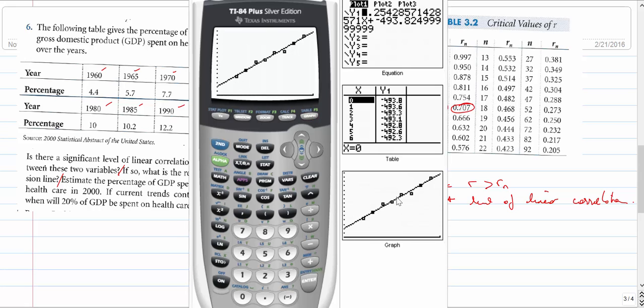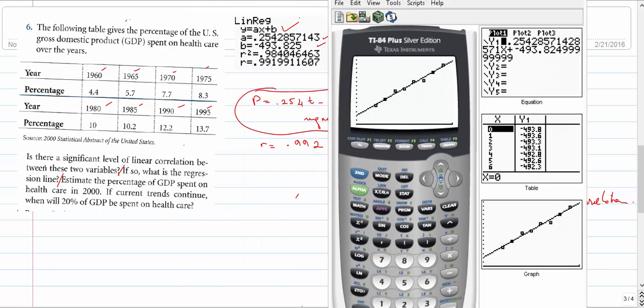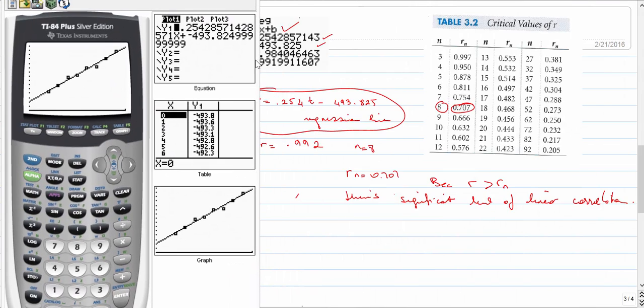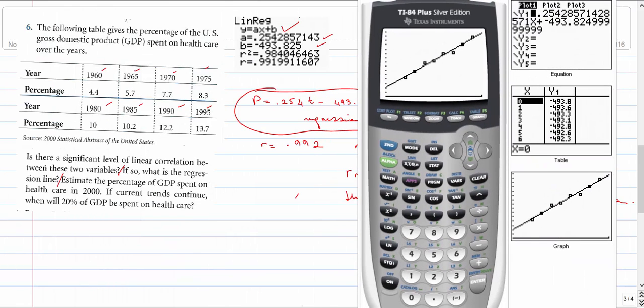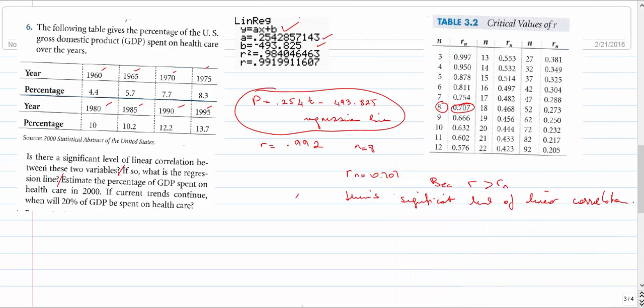Then this is the graph of 0.254t minus 493.825. All right, my R is positive, so it is an increasing line, as you see. All right, and then let's minimize this question.